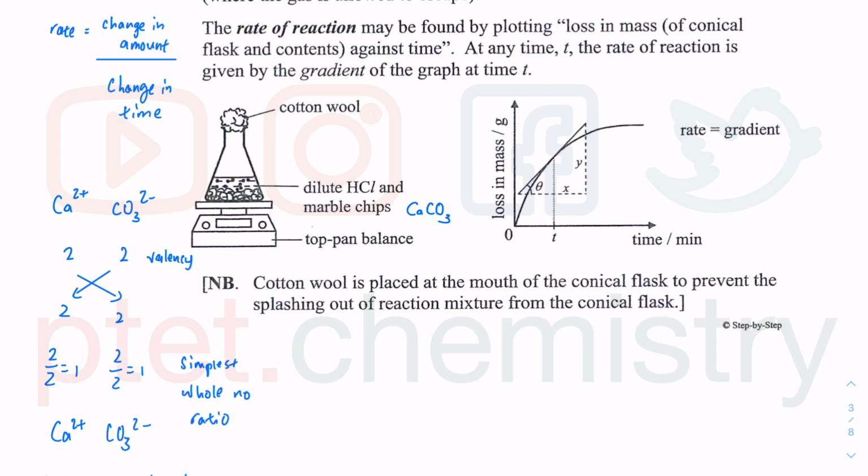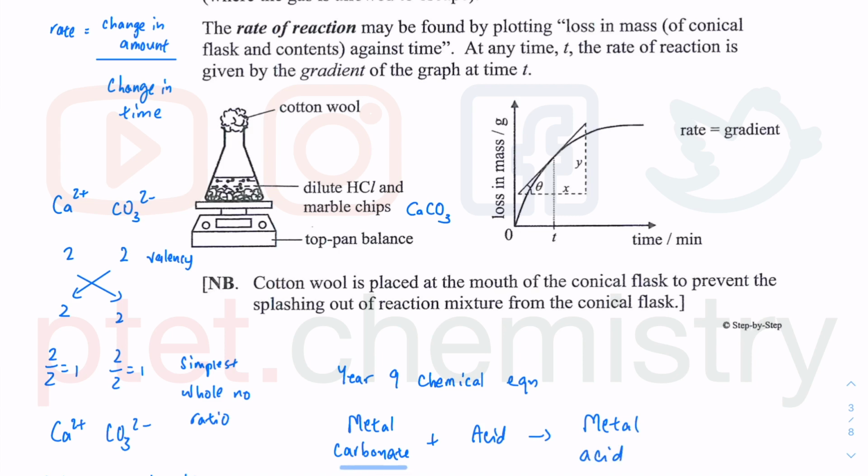Okay, so we're going to be investigating this reaction. This is year 9 chemical equations. So you have learned the general equation when you have a metal carbonate: metal carbonate plus acid, you are going to get a metal salt. Because you are reacting a carbonate, the important thing there is the carbonate plus the acid. You're not going to produce hydrogen, you're going to produce carbon dioxide gas. And you also get a third product, which is just water.